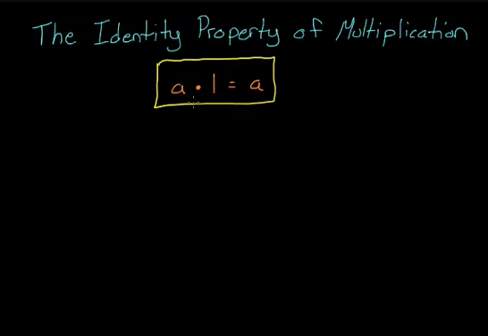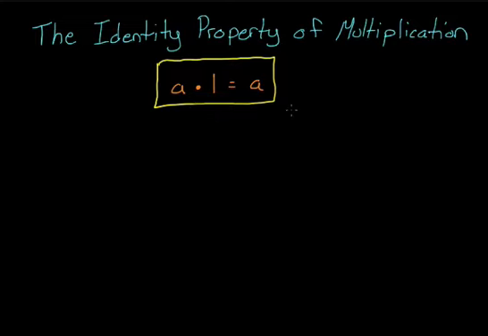The identity property of multiplication is one of the properties of real numbers that we use all the time but never realize it because it says something so simple. And all it says is if you take a value a and multiply it by 1, the result or product is itself. The value of the expression doesn't actually change.